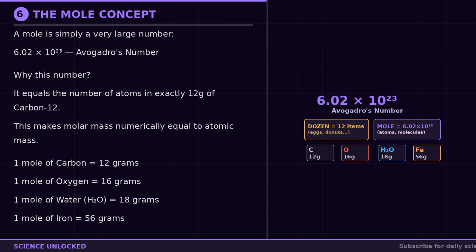This makes calculations in chemistry consistent and practical. Instead of counting individual atoms, which is impossible, chemists count moles. The mole is just a convenient counting unit for the atomic scale.